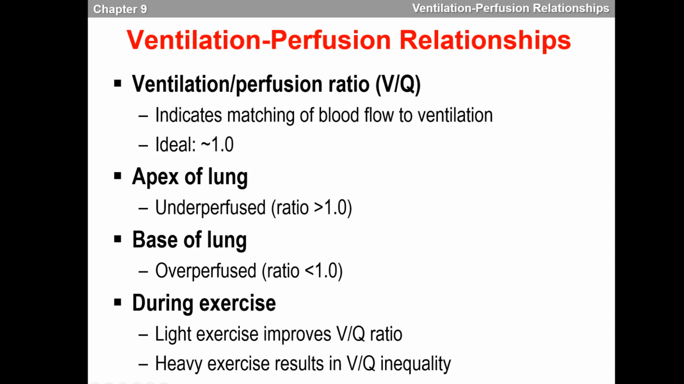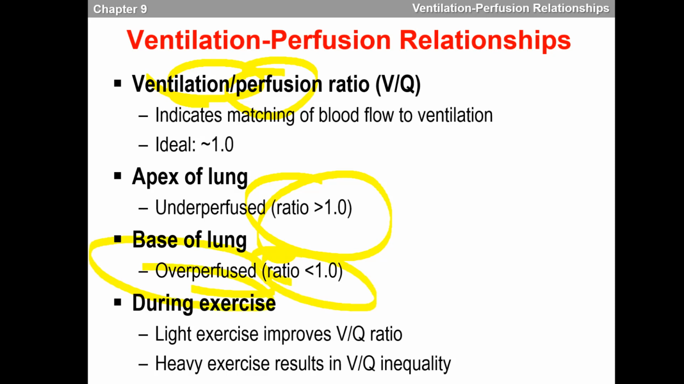Something that is underperfused will have ventilation greater than perfusion, so that makes a ratio of greater than 1, and the opposite way, something that's overperfused will be less than 1. During exercise, this number gets closer, but they're still not equal. At high intensity exercise, it is very unequal as well. But overall, we're still able to work pretty well.